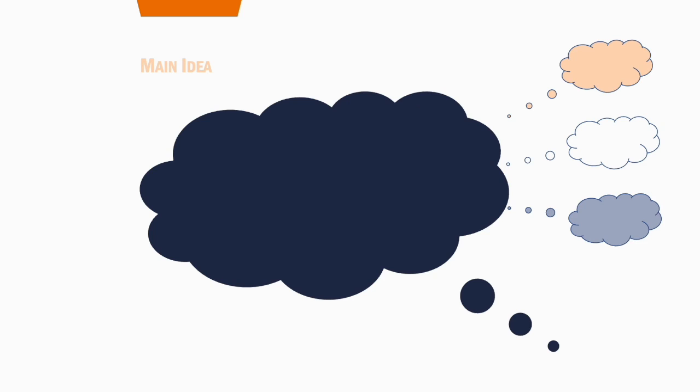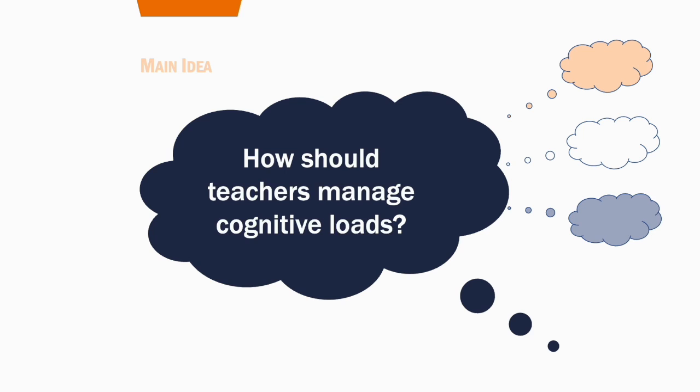One way to lighten cognitive loads is to give students a graphic organizer at the beginning of a lesson. The organizer that you see here shows how we will break today's presentation into manageable chunks. First, we will ask a central question, and then we will break that question down into smaller chunks. Our central question for today asks, how should teachers manage cognitive loads?